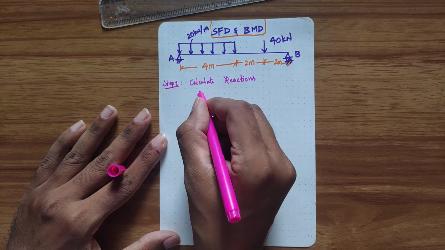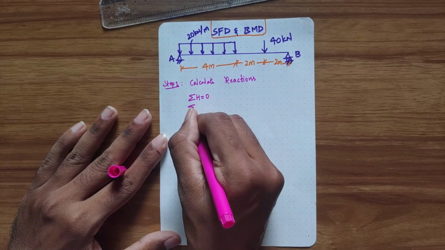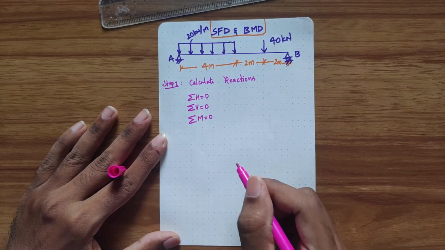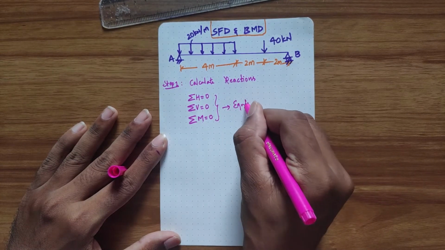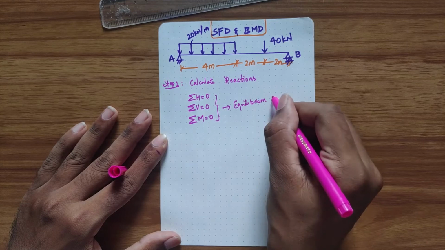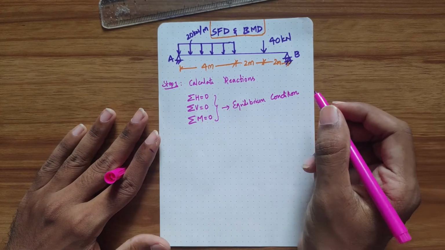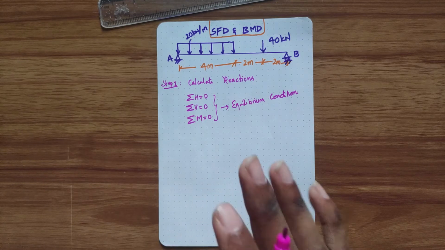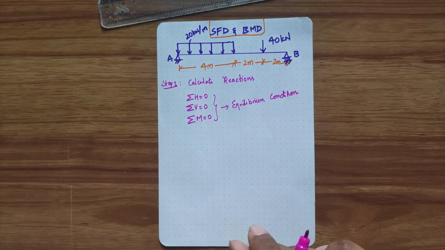So in this we have three equilibrium conditions. Sigma H is equal to 0, sigma V is equal to 0 and sigma M is equal to 0. These three are equilibrium conditions. Whatever beam you take, if we need to draw shear force and bending moment directly, that beam should follow these three equilibrium conditions. So these three are conditions that help to maintain the body in the equilibrium state.